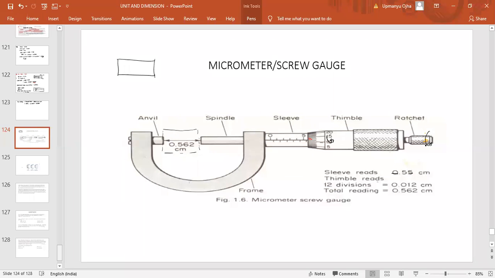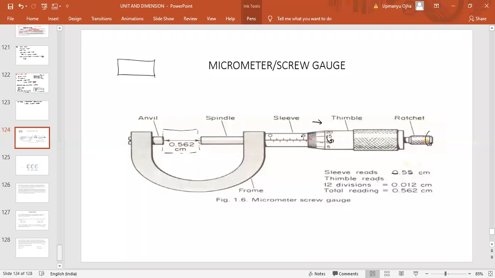Now when you rotate this ratchet, what happens? The circular scale will rotate on the main scale, and it will also move to the right side. So it will have two different motions. One will be the rotation of the screw gauge like this.